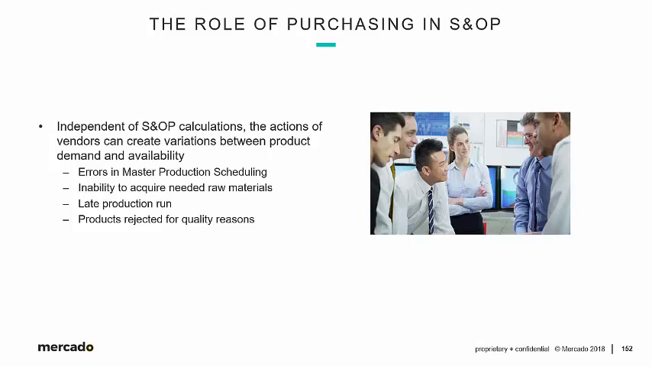That's a problem too. Something as mundane as a late production run could wreak havoc on an importer's supply chain, independent of sales and operations planning calculations. The vendor is just late. We have to be aware of those things too. Products that are rejected for quality reasons, whereby we as the importer, either at origin or destination, are rejecting goods because they don't meet quality standards. That will blow up sales and operations planning in a major way.